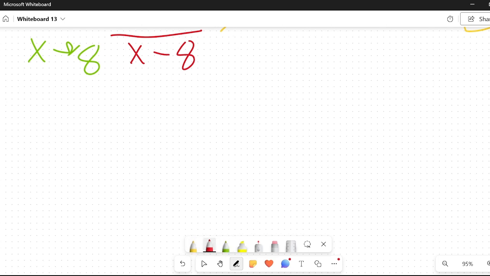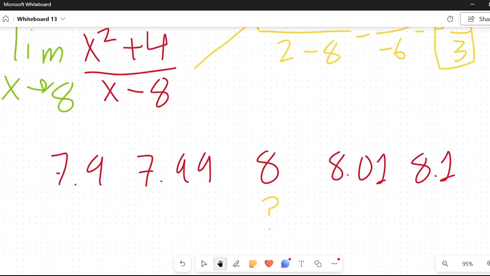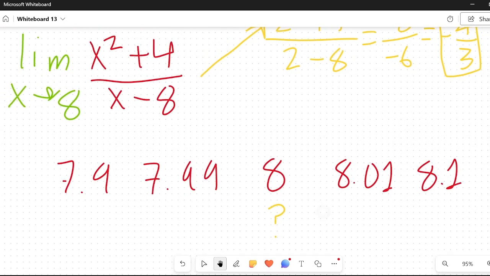So we'll say like 7.9, 7.99, and so on and so forth, right? 8, we don't know what 8 could be, right? But then we'll essentially notice as we plug in all of these values, 8.1, it'll approach some value, right? And that will essentially be our limit.